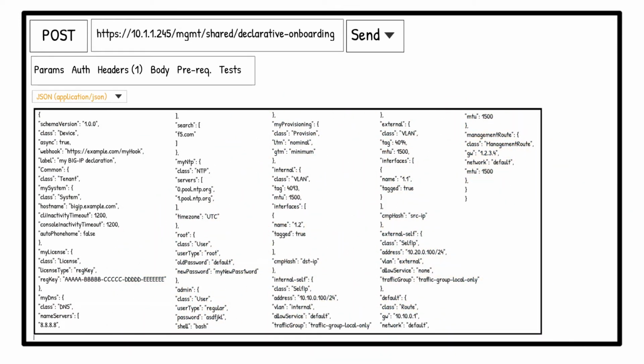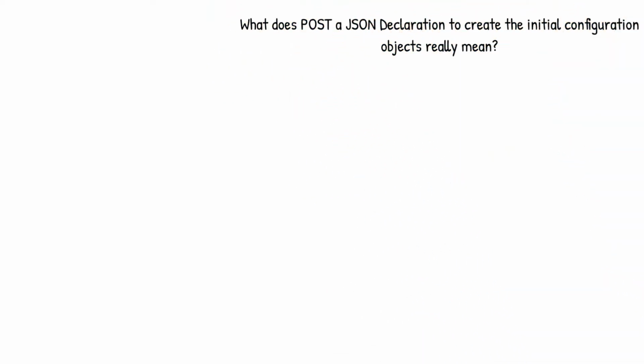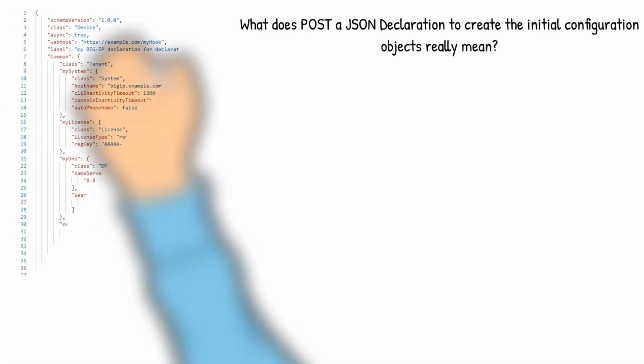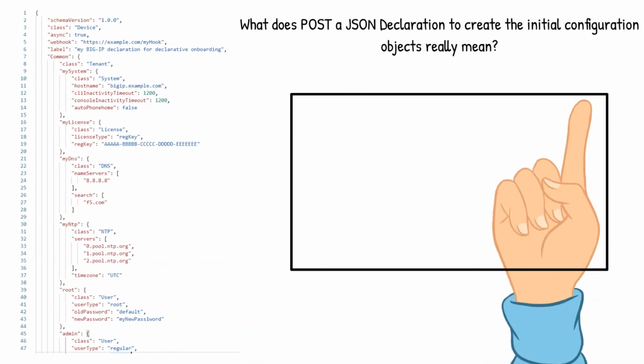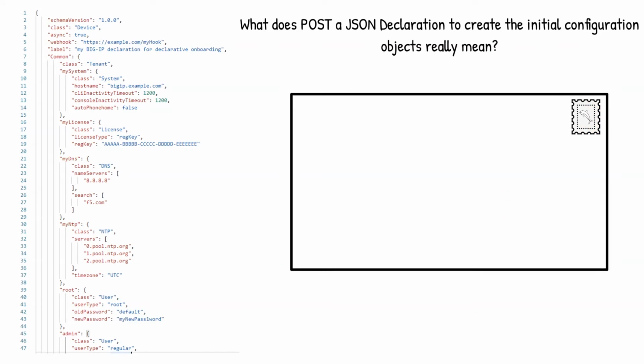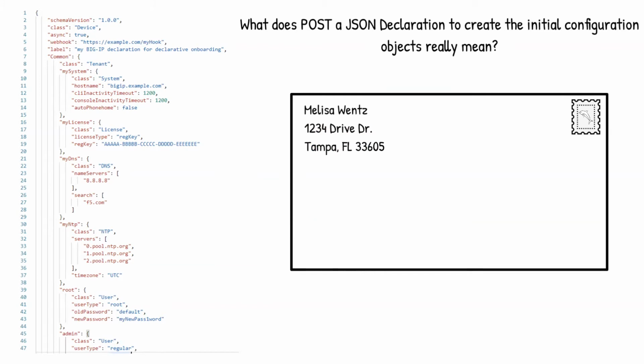But wait, what does post a JSON declaration to create the initial configuration objects really mean? A JSON declaration is a specific way to write out the configuration objects in a flat file instead of mouse and click in the GUI. It's like addressing a letter that you would like to mail to someone. You need to put the sender information in the upper left-hand corner of the envelope, and it needs to be in a specific format by listing the sender's name and address.